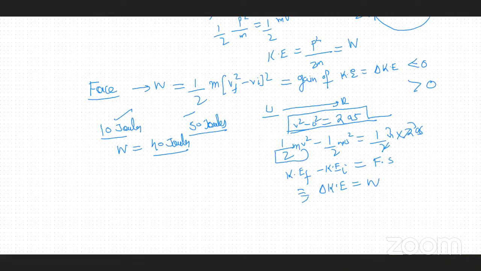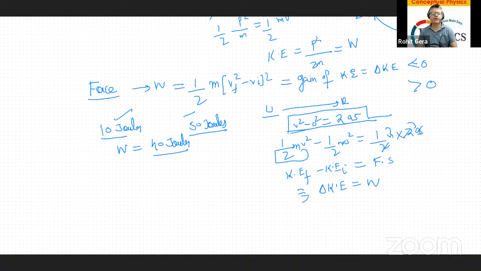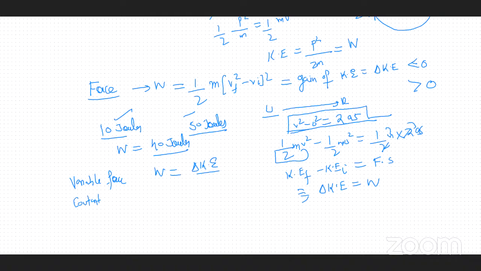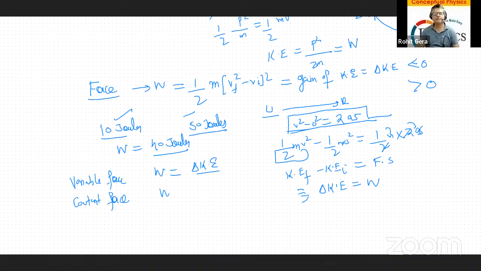So irrespective of the type of force you have, whether it's variable or constant, the work done by a variable force can also be written as delta KE. The initial and final are more important. And in the case of a constant force also, the work done is equal to delta K. It doesn't matter which force is involved. Just worry about initial and final, and the net change will tell you the work done. It doesn't matter whether the interim force was variable or constant.